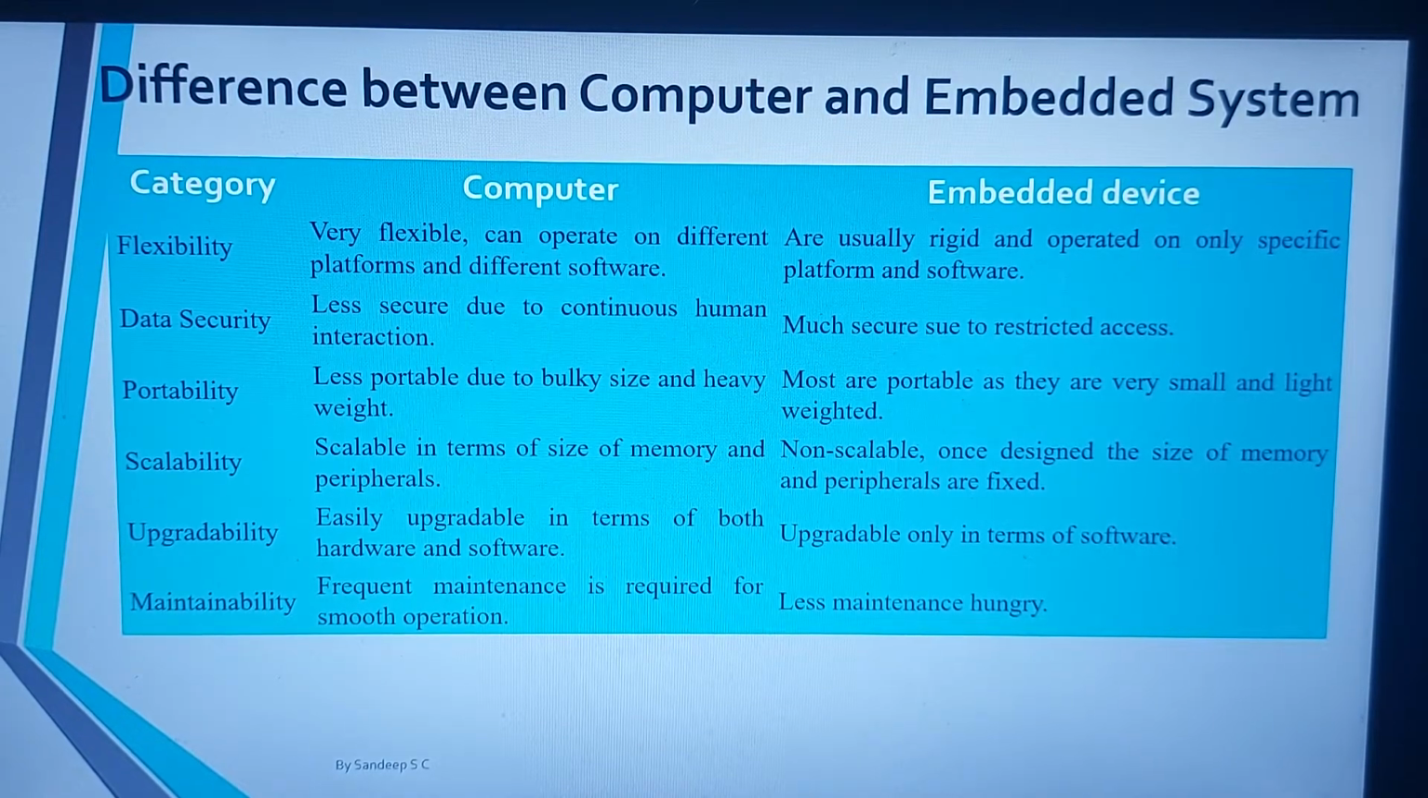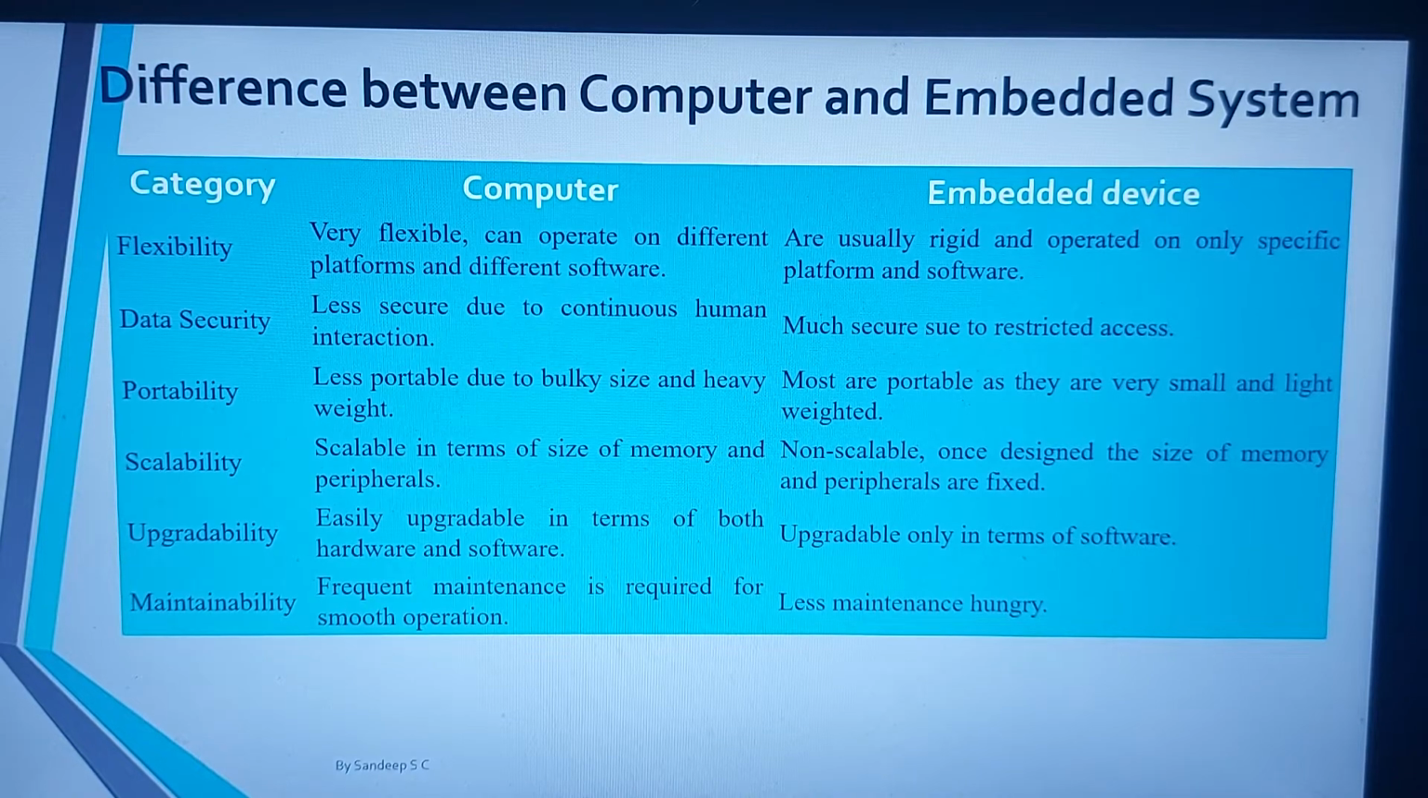Then if we talk about data security, computers are less secure due to continuous human interaction. So data may be corrupted or it can be stolen also. So the data security is not very high in the case of computers. Whereas in embedded systems, the data security is very high. Data can be secured for a very long time as no user will interact with the system most of the time. So data will be secured and it can be encrypted and transmitted to only authorized persons.